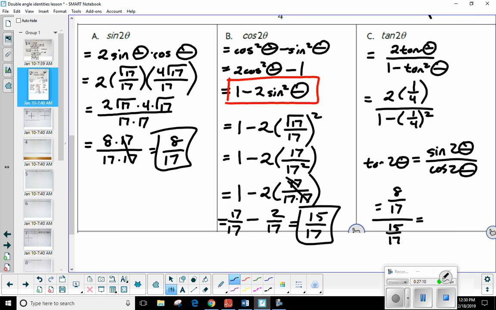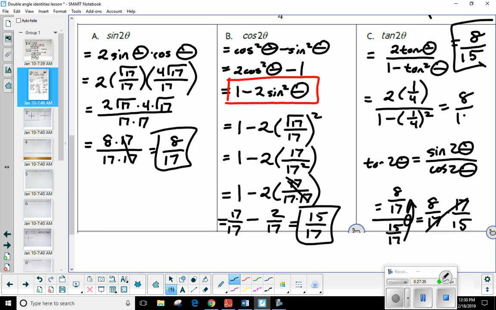And what do we do when we divide by a fraction? We multiply by the reciprocal. So this would be 8 17ths times 17 15ths. And you'll notice what happens. So it's just 8 over 15. Now, had we continued to use this formula, would that have given me 8 15ths? Yeah, absolutely. But if you don't feel like going through that algebra, there's that little shortcut right there, as long as you have sine of 2 theta and cosine of 2 theta.